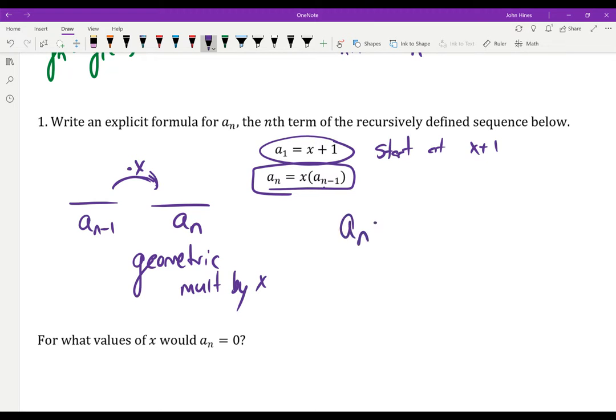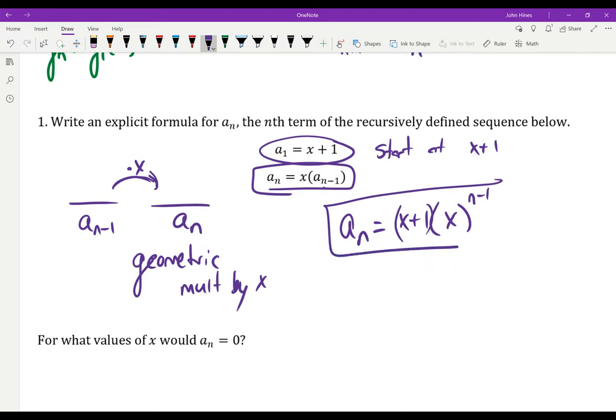So that tells me the explicit formula is start at your first term times your common ratio to the n minus 1. That's my explicit formula here. Start at x plus 1, and the pattern is keep multiplying by x. It is a geometric sequence. That's it. It looks crazy, but that's all you had to realize there.